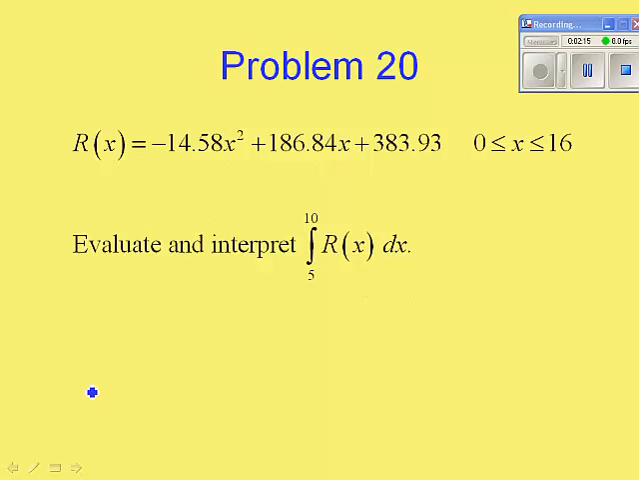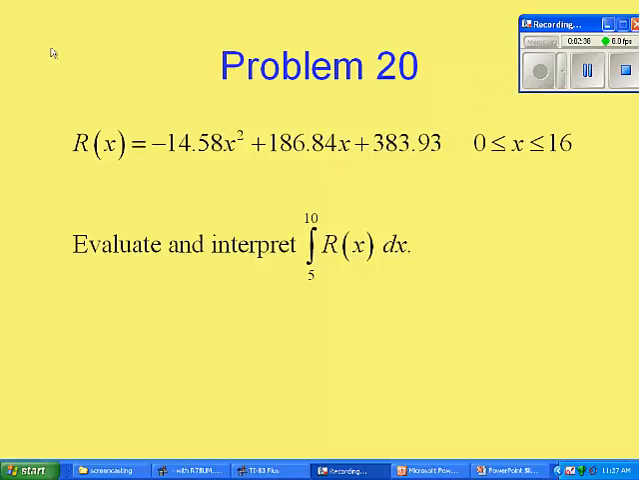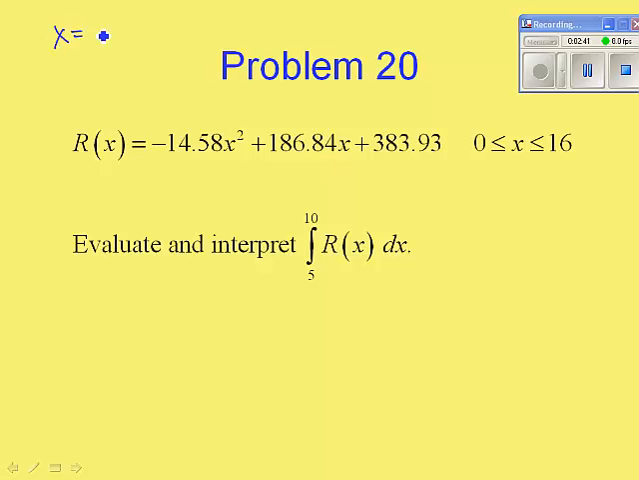Okay, so let's start with problem 20. The instructions are to evaluate and interpret this integral. They give you this function, but what I think the most important thing is to interpret. So I'm going to pause while you read. We're going to want to write down what x stands for and what the function r stands for. Okay, so let's write down what we know. What's x mean here? Years since 1980. What's r?